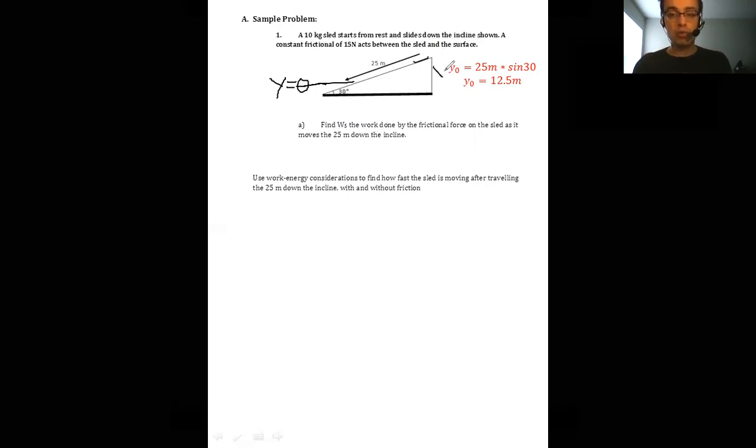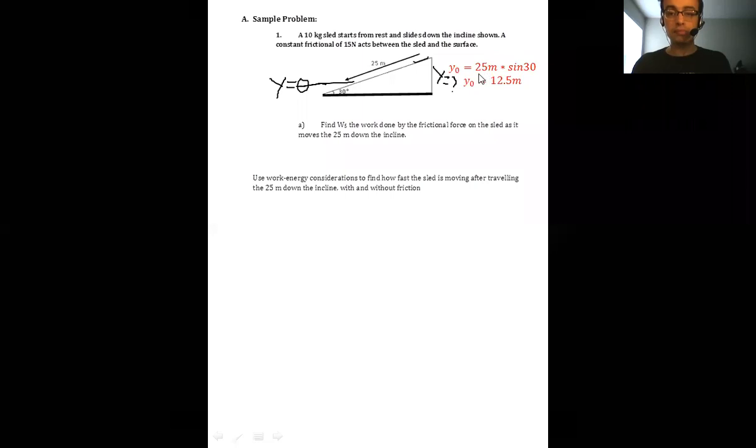So in other words, what's that? Well, you can solve that by saying that y naught equals 25 meters times sine of 30 degrees, or 12.5 meters. That comes from the angle of 30 degrees here, and because we're trying to find this side, we're going to be using the sine.